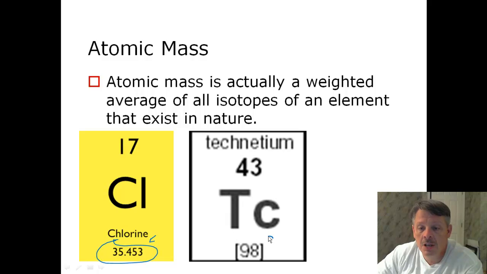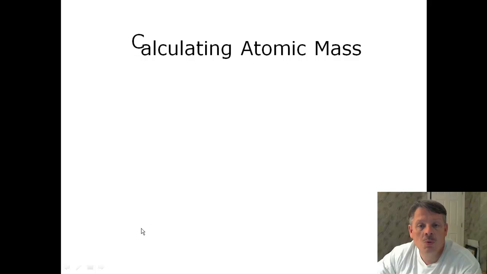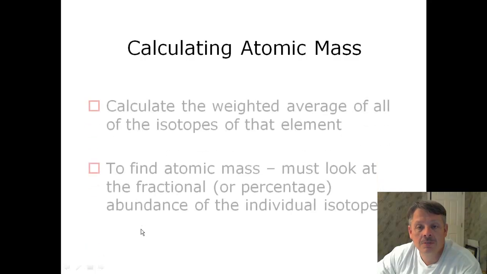On the other hand, when I look at technetium, we talked about this one in our last podcast, technetium only has one isotope because it's man-made. Okay. So chlorine has multiple isotopes. So how do we figure out what its weighted average is? Well, we have to be given information.